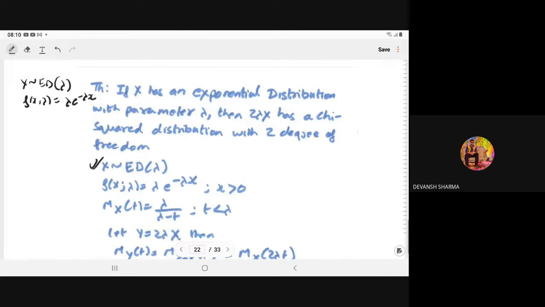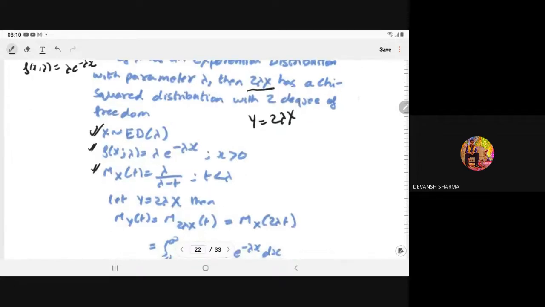So its pdf is given by f(x) equals lambda e to the power minus lambda x for x greater than 0, and for the exponential distribution the moment generating function is lambda upon lambda minus t, where t is less than lambda. Then you define the random variable Y as 2 lambda X. Since X is a random variable, its algebraic function is also a random variable. So let Y equal 2 lambda X.